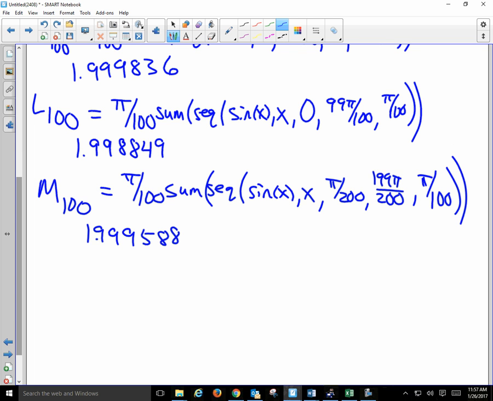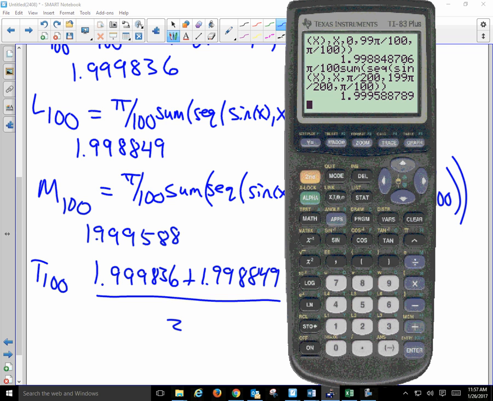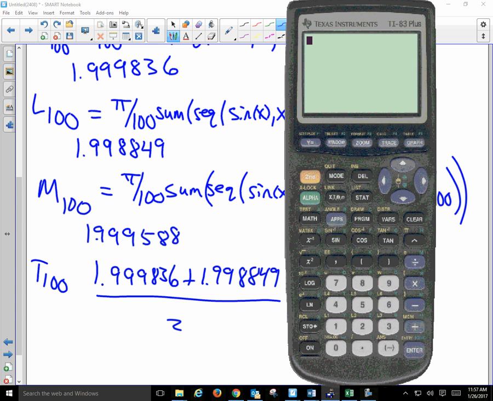But anyway, it looks like the midpoint is between the two, isn't it? What do I do for trapezoidal? 1.999836 plus 1.99889. I'm going to divide that by 2. 1.99836.